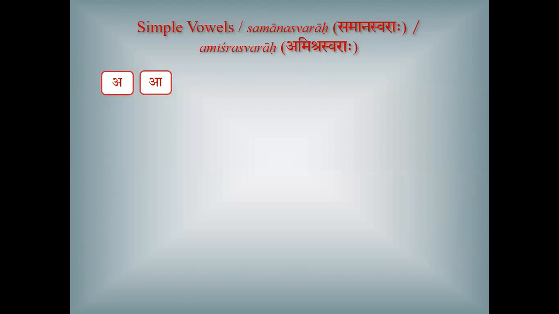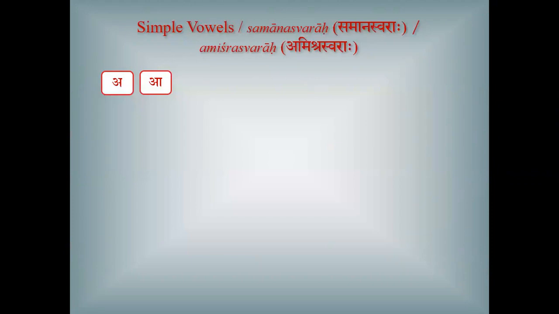We'll be seeing this later, but since we are learning the vowels, I'll tell you one more thing. This sound A is produced from the throat. In Sanskritam, the word for throat is Kanta. Neela Kanta, we say, Lord Shiva. Neela Kanta, blue throat. The one who has a blue throat is called Neela Kanta. So, A, A. A is short, A is long. These are produced from the throat.